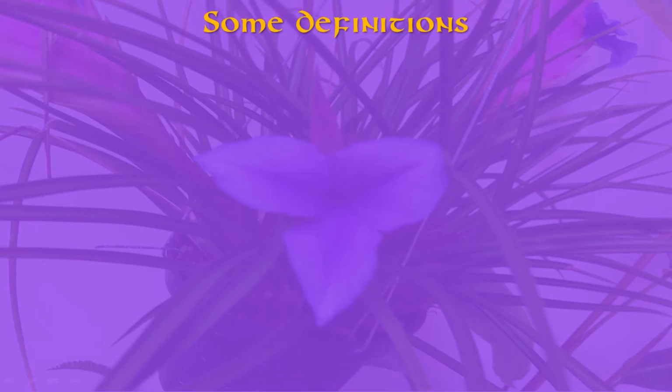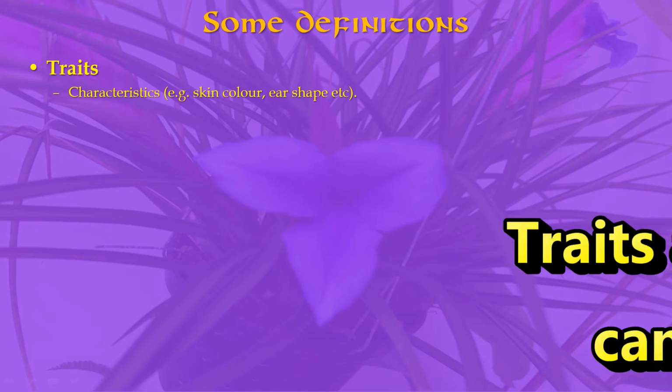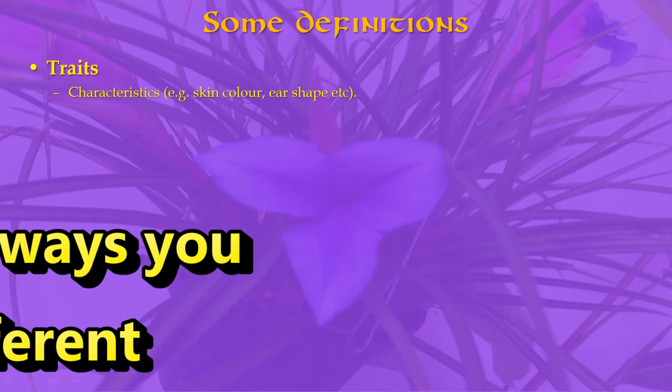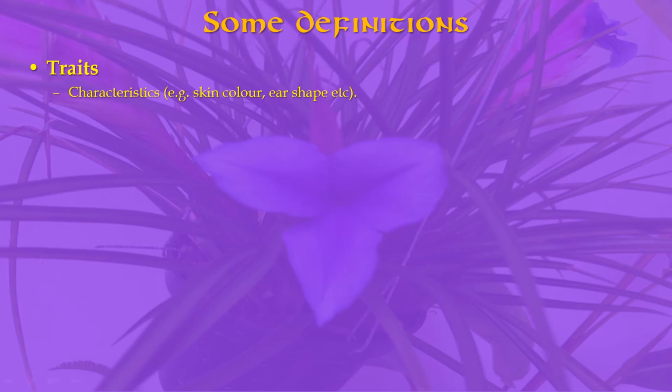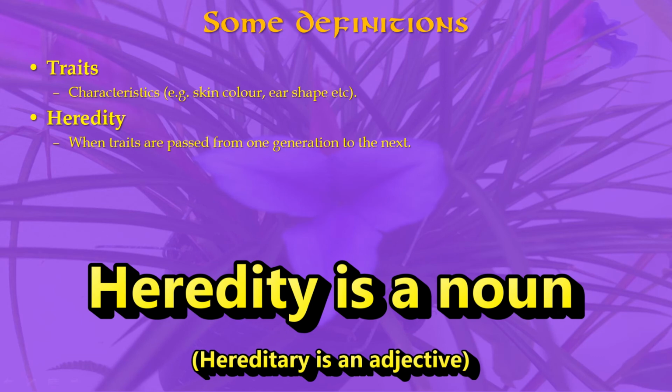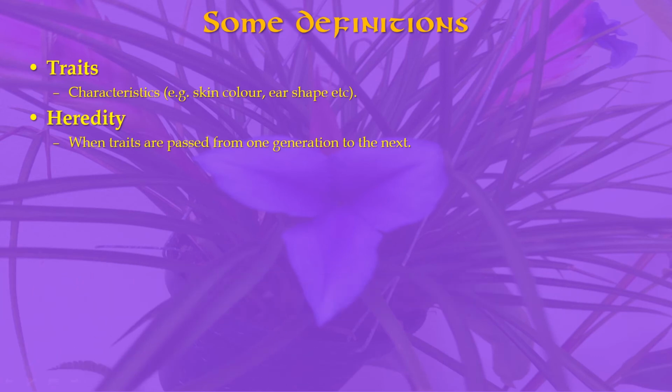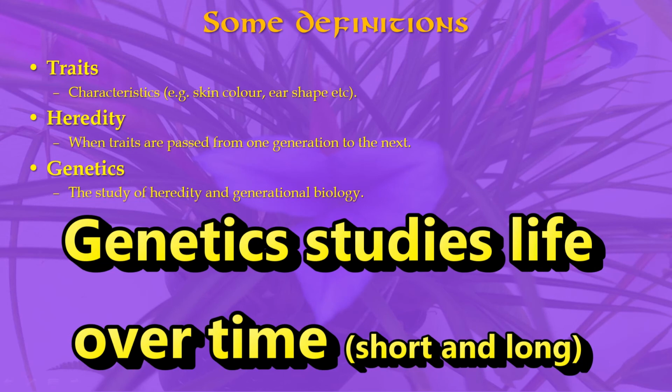Now we're going to finish off by looking at some definitions that we will need to go forward. First of all, what are traits? They are all the things that can make creatures different from each other and from members of their own species. Skin color, ear shape, number of ears, number of legs, all of these are traits that are passed down genetically. Heredity is when traits are passed down from one generation to the next. We can describe traits as being hereditary, but the process of those traits being passed is called heredity. Finally, genetics is the overall study of heredity and generational biology, and the chemistry that controls it.